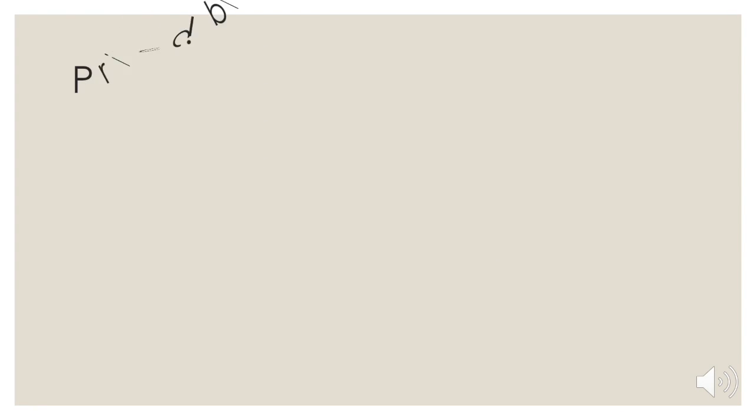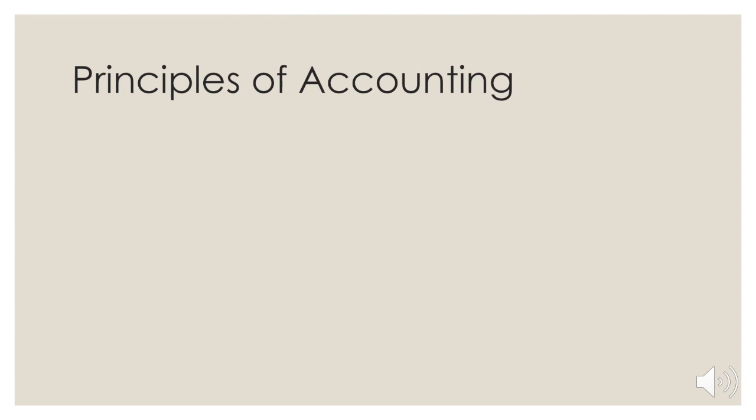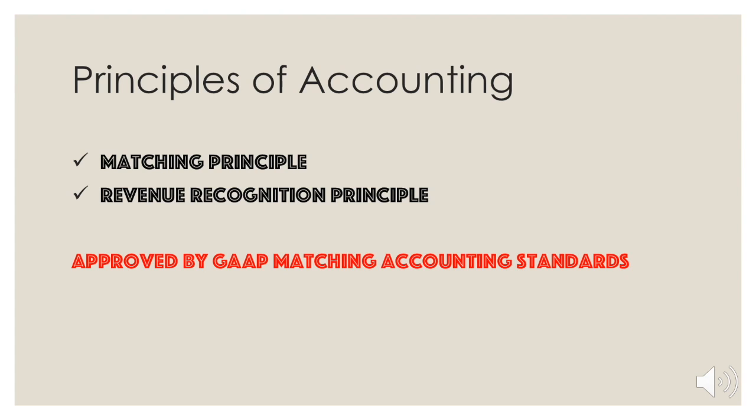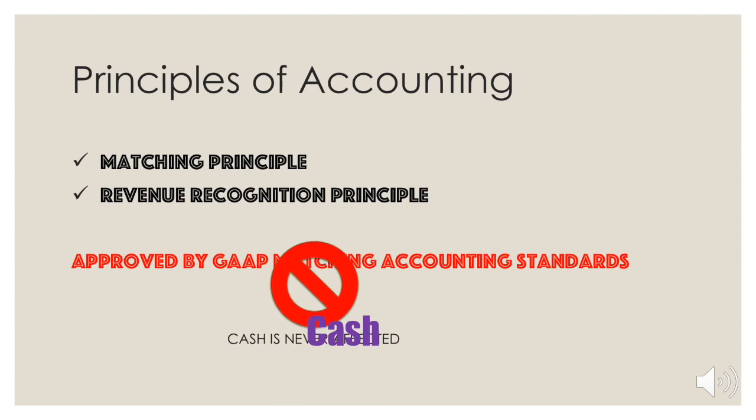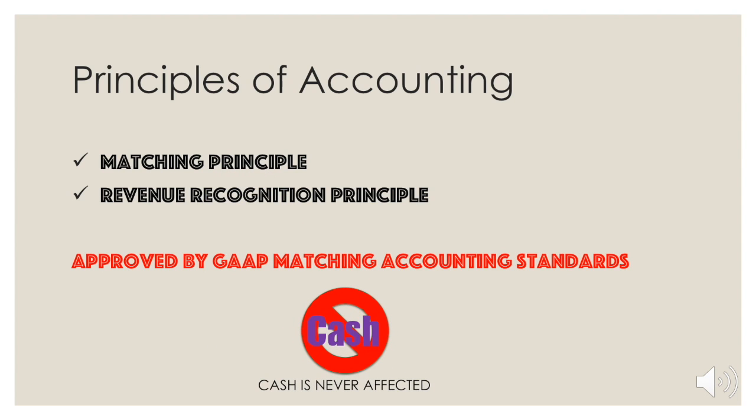Under the accrual basis of accounting, adjusting entries are made in order to ensure that the entity's revenue and expenses are properly recorded in adherence to the matching and revenue recognition principle. Because of the misalignment in timing, cash is never affected in adjusting journal entries. There are four scenarios that illustrate the necessity of adjusting entries.